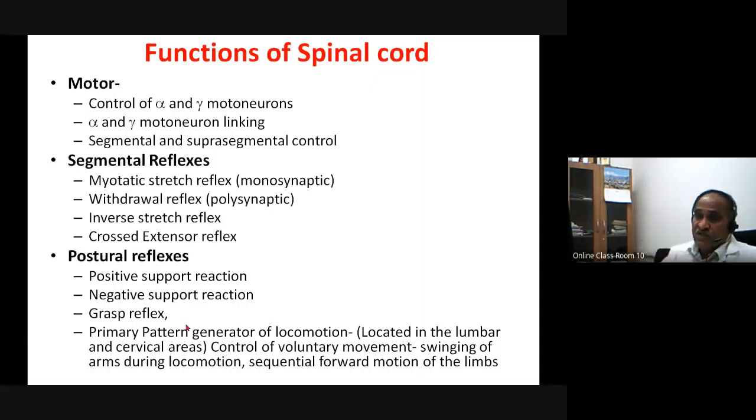So the locomotion, if you are looking at any animal, even including human beings, you try to move your limbs. That means one limb goes forward and then the second limb goes forward, in a sequential manner, the sequential forward motion of the limbs. That's a very beautiful thing. That organization is there in the spinal cord.